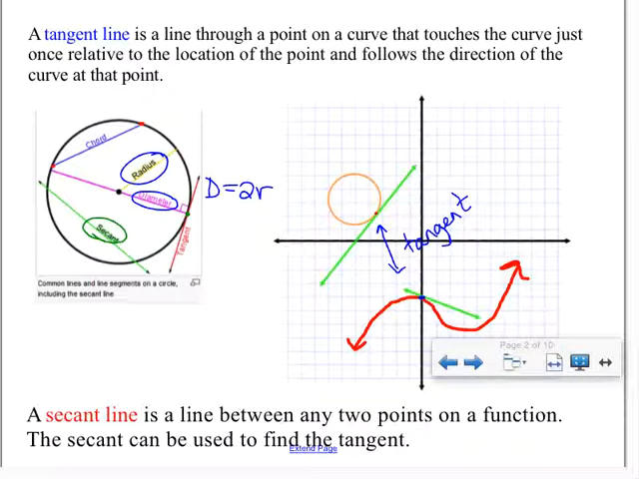The tangent line only hits the point on the curve once, and then follows the direction of the curve. A secant line is a line between two points on a function. So it's just the connection of 2 points along that particular function or that particular equation. The secant line is going to help us find the tangent line, but we may have to estimate for a while until we know a way to find the tangent's information exactly. And that's kind of where we're heading. Eventually, we'll be able to find the tangents exactly. We're going to start out looking at the graphs and using an estimate to find our tangent lines.